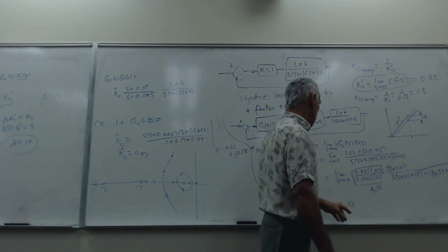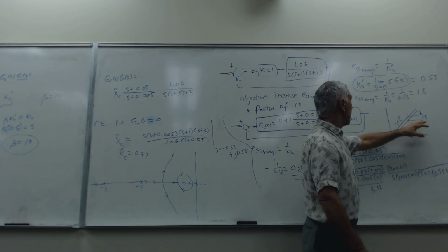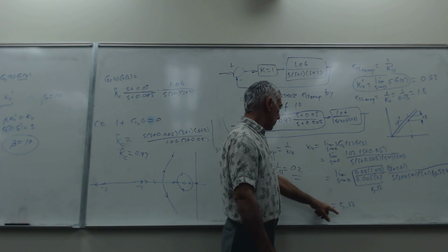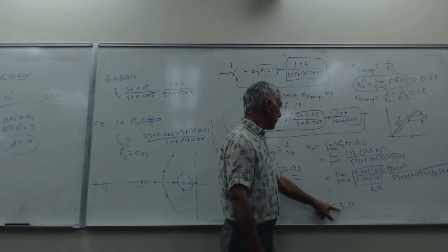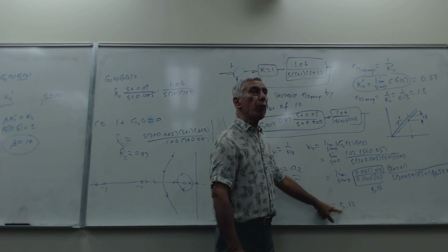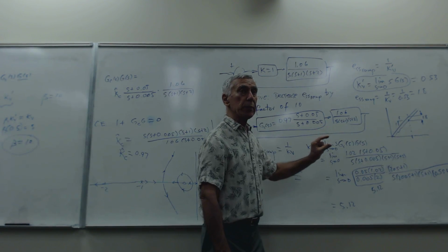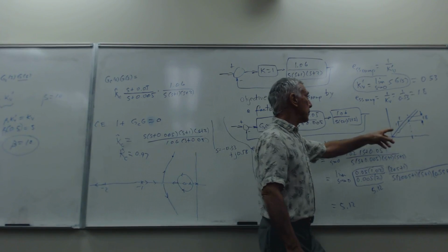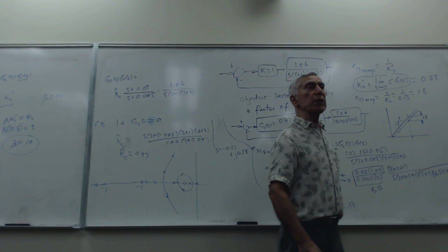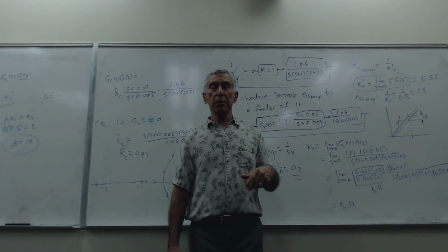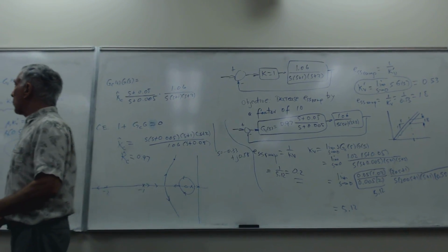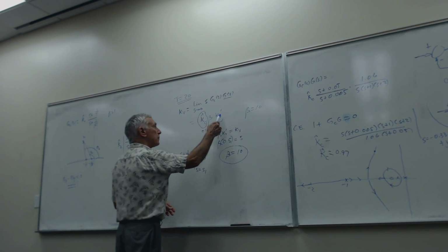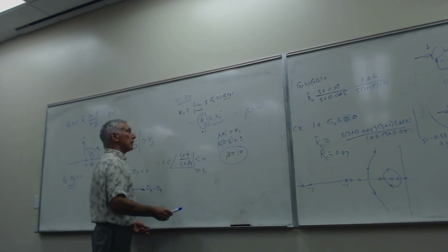We need to make it the reciprocal of this, so the error is 0.2. So it's a factor of 10 better, roughly. If you divide that by 10, you get 0.18. So it's a factor of 10 improvement. So we have our Kv prime.